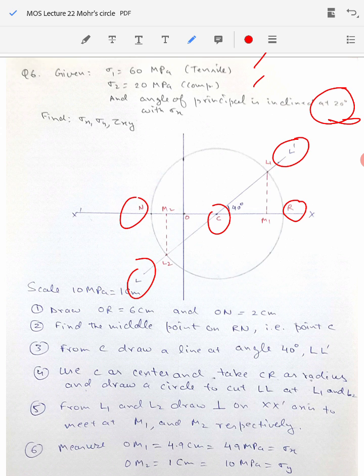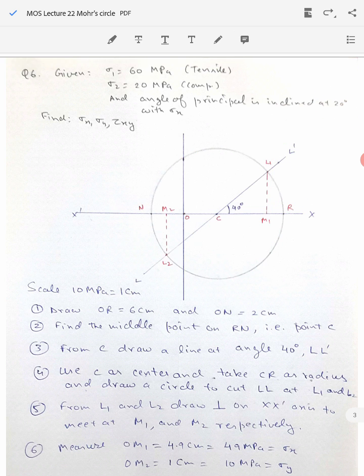Once I have drawn this line from C, I will use CR as radius and draw this circle. This is the circle I have drawn here. CR is my radius, and then I have drawn this circle. This circle will cut the line which I have drawn at 40 degree at points L1 and L2. Now once I have got these points L1 and L2, I will draw verticals from these points on the horizontal axis or x-axis, which will meet it at points M1 and M2 respectively. So now I have got my complete Mohr circle.